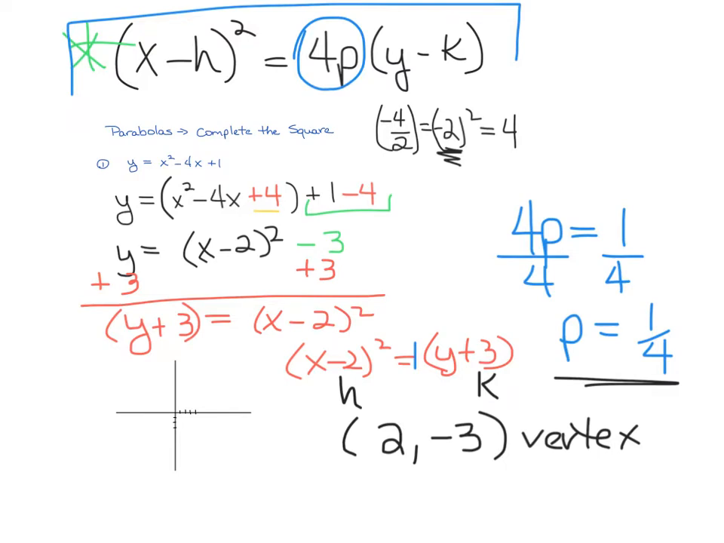So I'm going to go ahead and graph my vertex. Remember, when we're making our U shape or our C shape, we need to find one other ordered pair. Remember, when it's an x squared, it's going to look like a U or an upside down U.